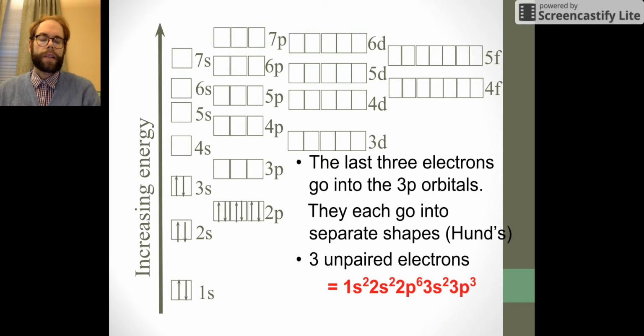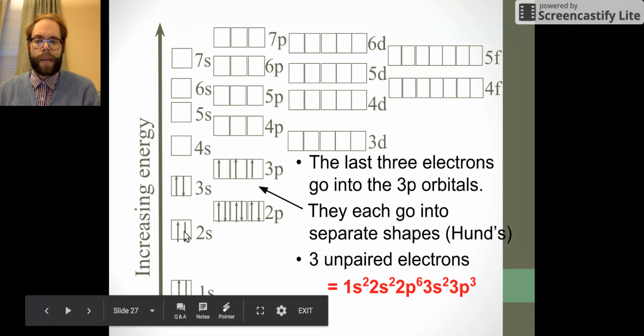The last 3 electrons are going to go into 3p orbitals. And if you looked on the periodic table, p is 3 electrons in to that 3p block. The p block is just, we'll call them non-metals. You'll hear more about that later. Now they're each going to go in separately, following Hund's rule, and they're unpaired.